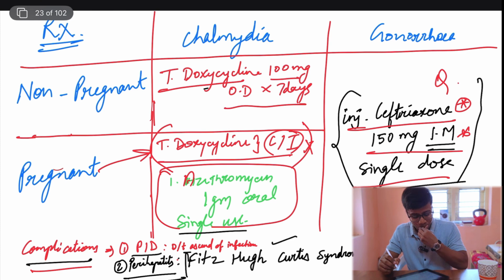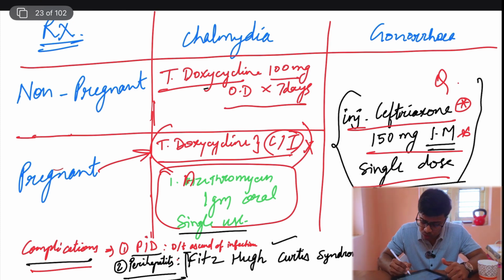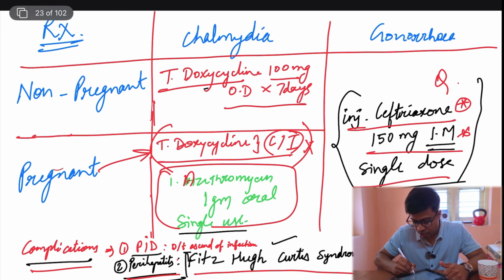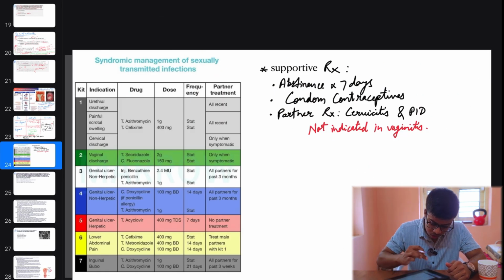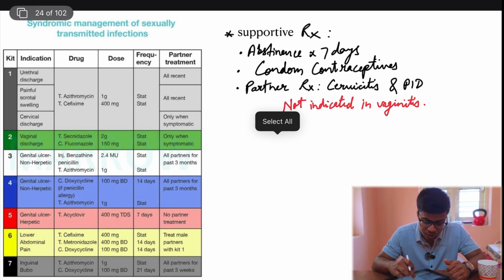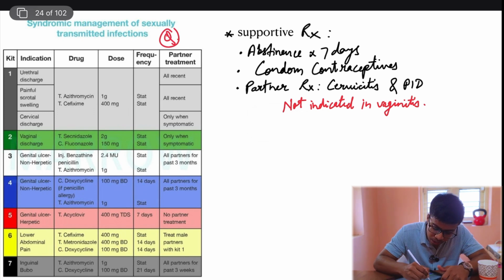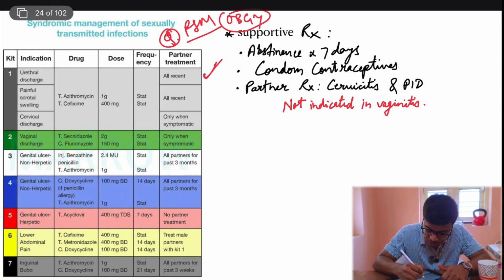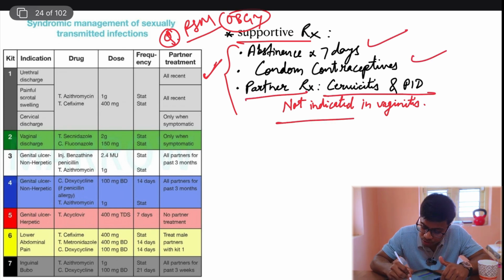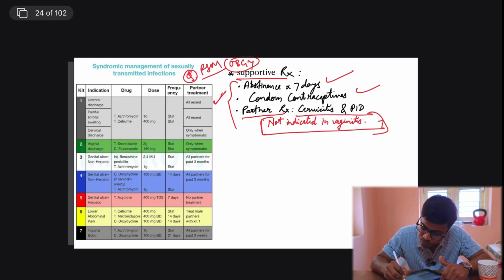Complications of both will be PID, major, due to ascent of infection. Then perihepatitis, that is Fitz-Hugh-Curtis syndrome. One more one-liner. It was asked in past FMGE exams as well as NEET exams. Now this management of sexually transmitted disease is a very important table. You should learn it by heart because it will be asked in PSM as well as OBGYN. We will discuss this in the PSM lecture because it's very important there, as they have created it according to PSM. Now supportive treatment in this case: abstinence from sexual activity for 7 days, condom contraceptives, and partner treatment. Cervicitis and PID, not indicated in vaginitis.